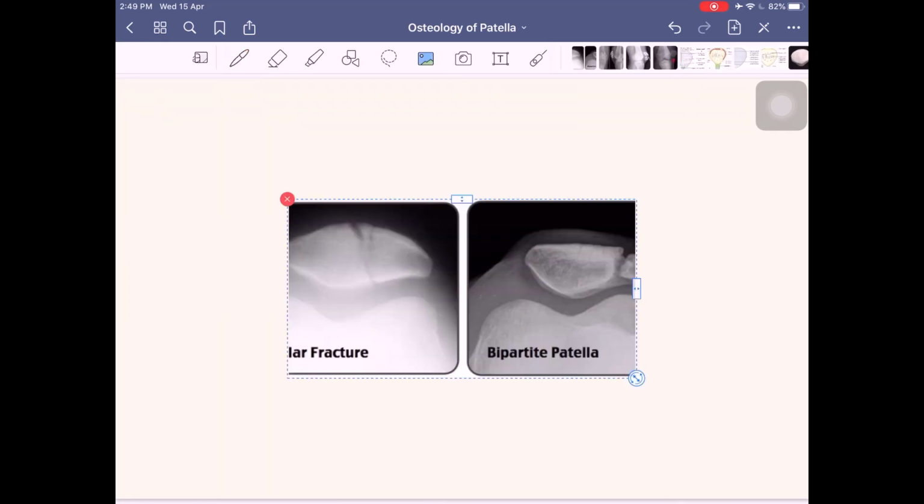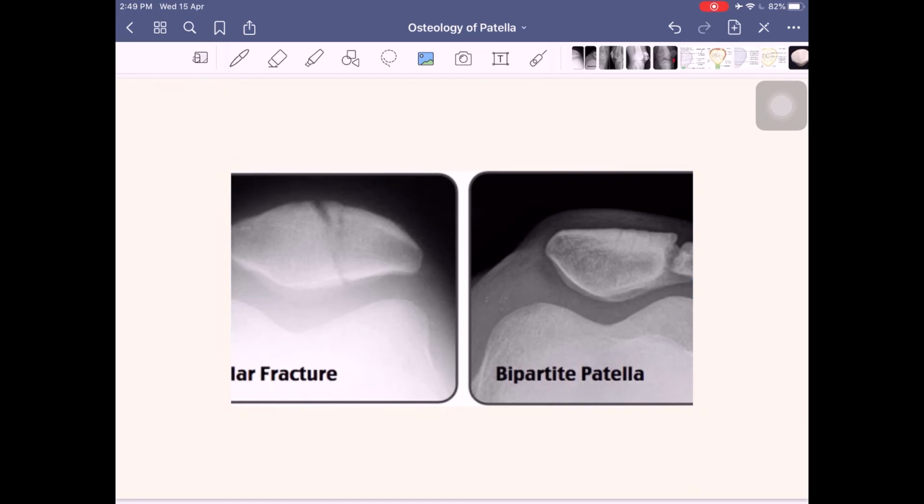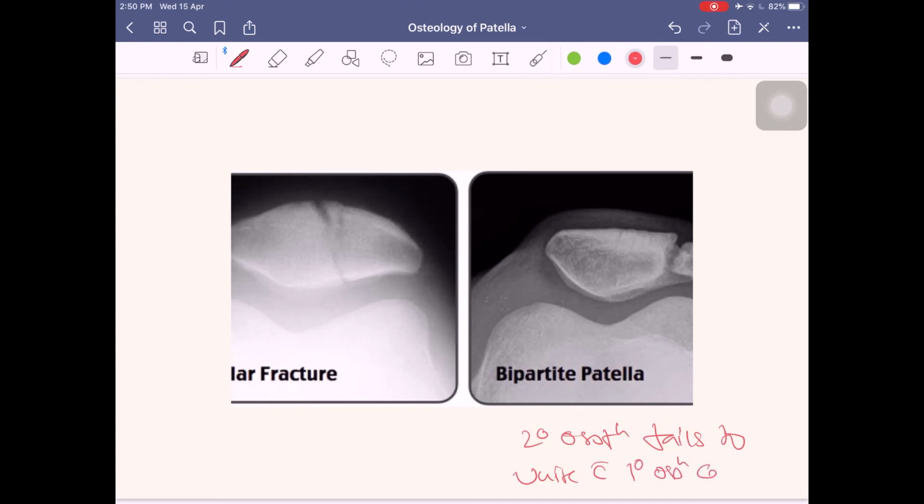And abnormal ossification is nothing but the failure of the secondary ossification center to unite with the primary ossification center, and that will give rise to two pieces of patella. This is one piece and here is the other piece. Please observe the margin, it is a very smooth margin. So this is your bipartite, whereas here you see the margins are sharp, that is your patellar fracture. This is how you differentiate. This can again be 3 pieces also.